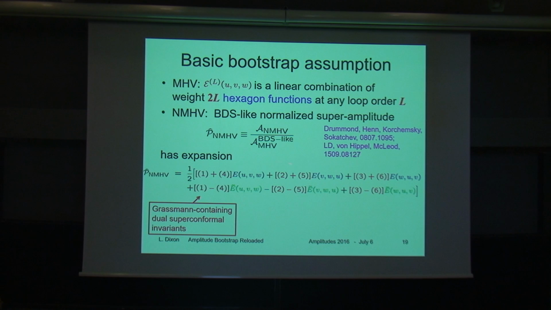When we expand it, we find the same expansions as for the previously defined ratio function in terms of Grassmann variables containing superconformal invariants. And these coefficients here, called E and E tilde, they're also transcendental functions that are going to be drawn from the same space of weight 2L hexagon functions as we draw curly E.